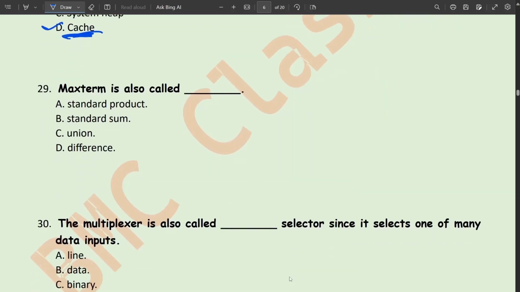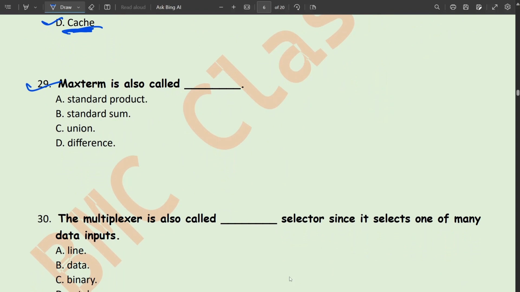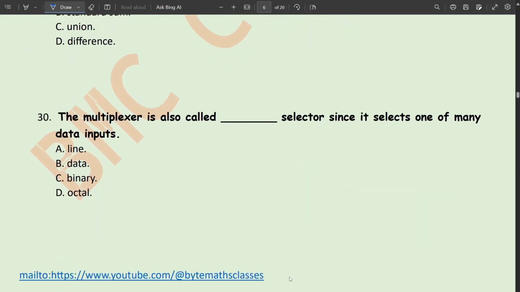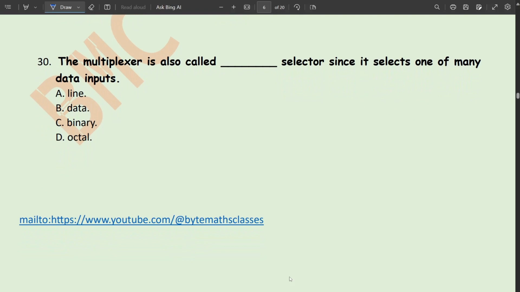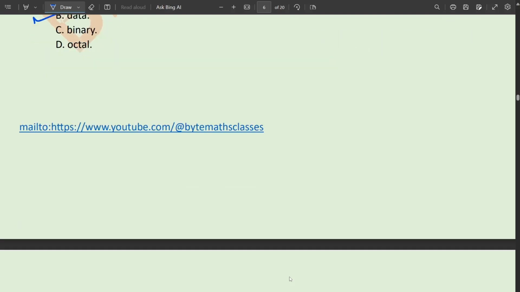Next, max term is also called. Whenever you see max, your answer will be standard sum. Next, the multiplexer is also called selector since it selects one of many data inputs. The answer will be data. Option B is correct.